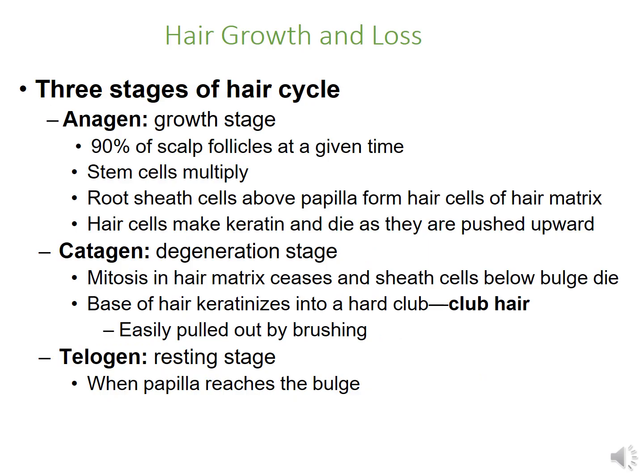Hair growth and loss. Three stages of the hair cycle: anagen, the growth stage, which includes 90% of scalp follicles at a given time. Stem cells multiply, and root sheath cells above the papilla form hair cells of the hair matrix. Hair cells make keratin and die as they are pushed upward. Catagen, the degeneration stage: mitosis in the hair matrix ceases and sheath cells below the bulge die; the base of the hair keratinizes into a hard club. Club hair is easily pulled out by brushing. Telogen, the resting stage, when the papilla reaches the bulge.